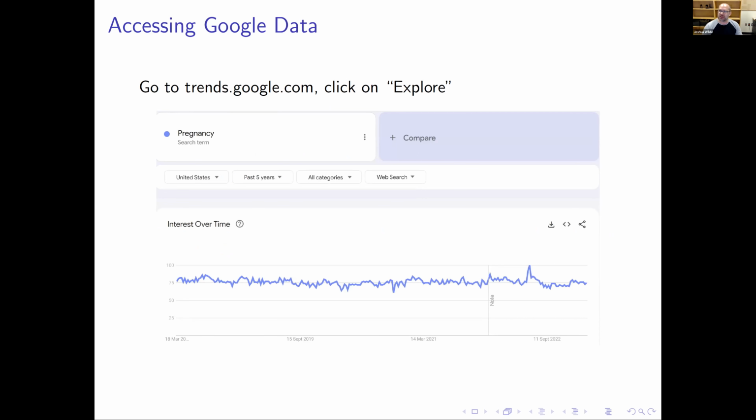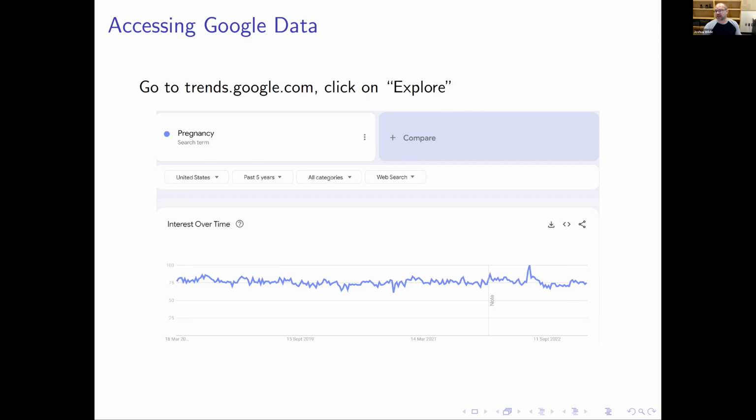I don't know if you can see my cursor, but I'm circling the top left box where the word pregnancy is. You can search for any term you want here. So if there's some public health intervention that you want to see how people are searching for, just type it into that box and you can see the volume. You can specify a geographic region, such as the United States, as in this example. And you can also specify a time frame. In this example, I'm looking at the last 5 years.